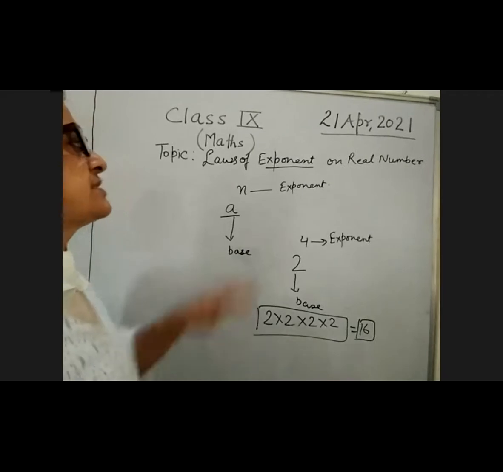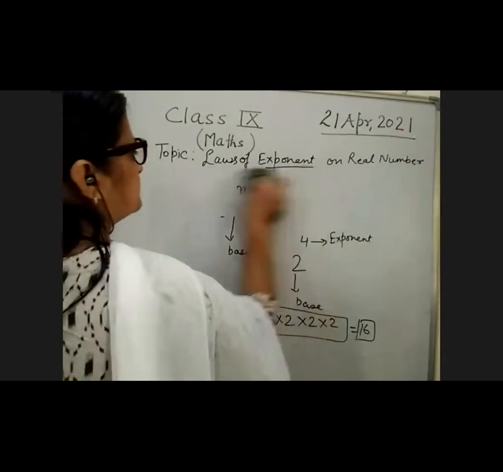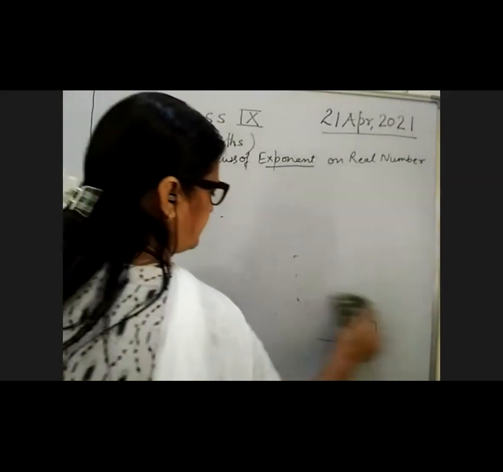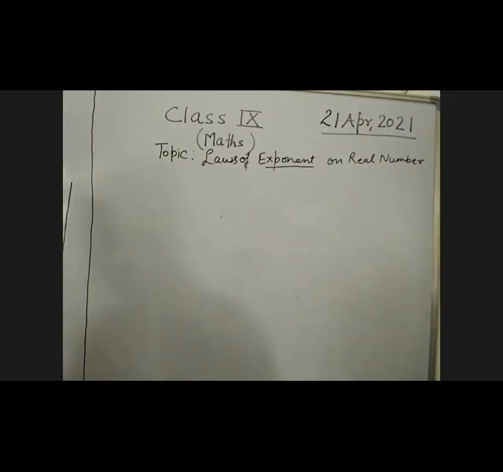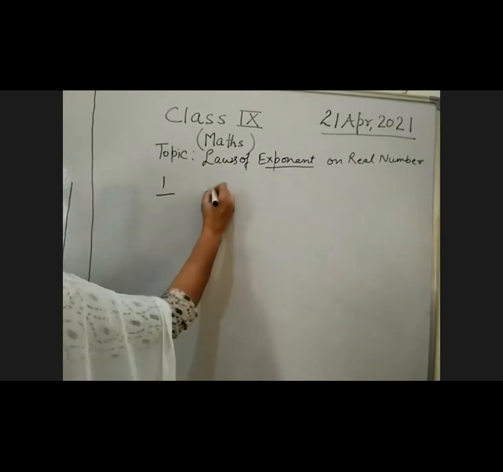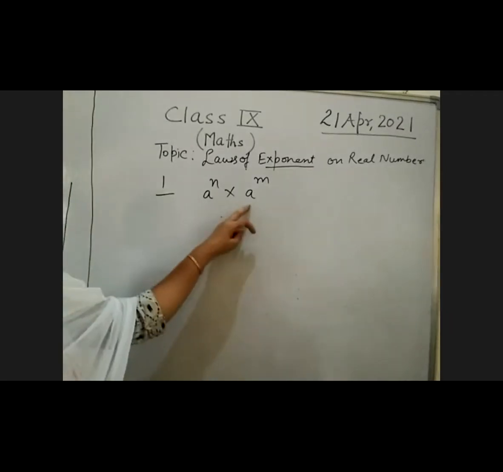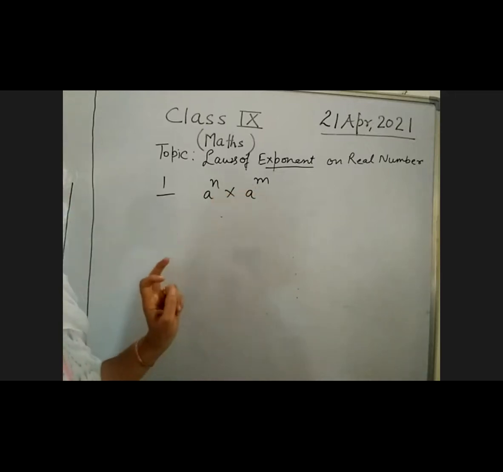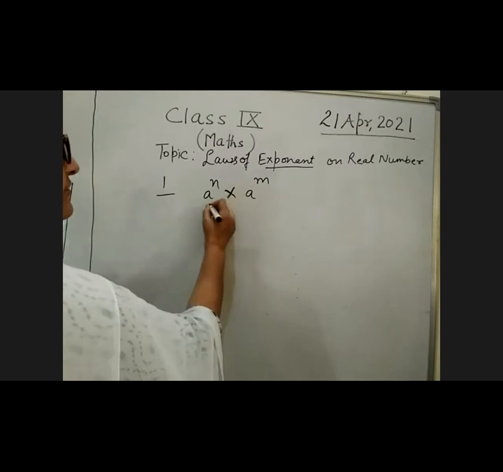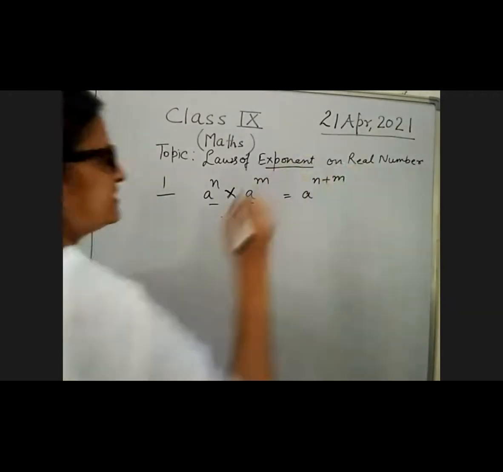Now there are some rules and laws which apply on the real numbers. The first rule, you will write down in your notebook also. The first rule is when the bases are equal and power is given in different form: a raised to the power n multiply a raised to the power m. Here the multiply sign is given. When the bases are equal, then the powers are added. This is your first rule.